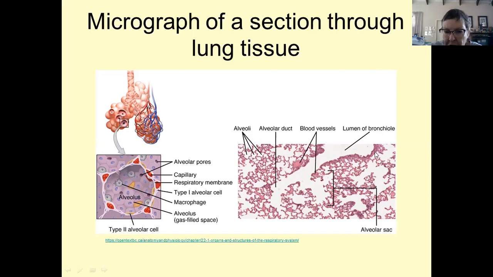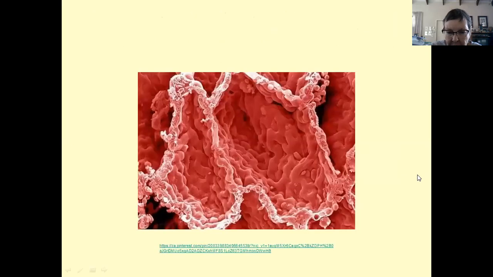And then this is just very typical lung tissue under a light microscope, and it's been stained. So this then would be like an arteriole or a venule. It's not a capillary because the capillaries are so tiny you can't even see them.